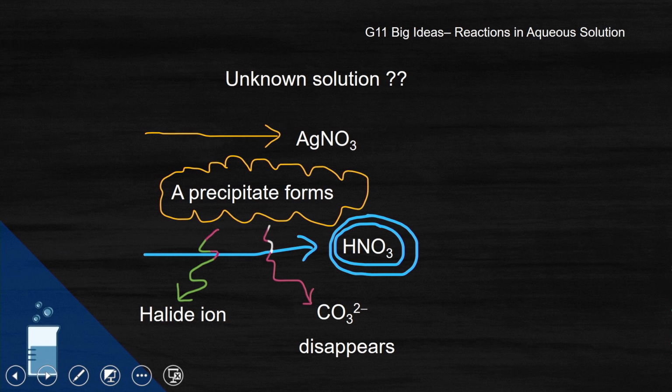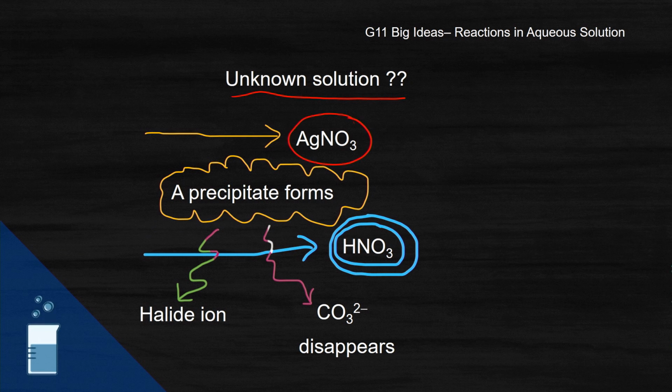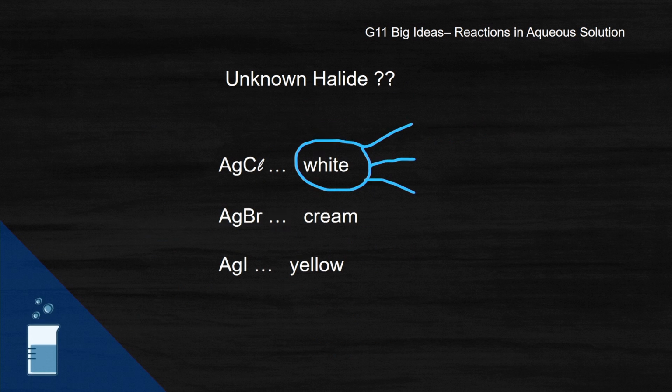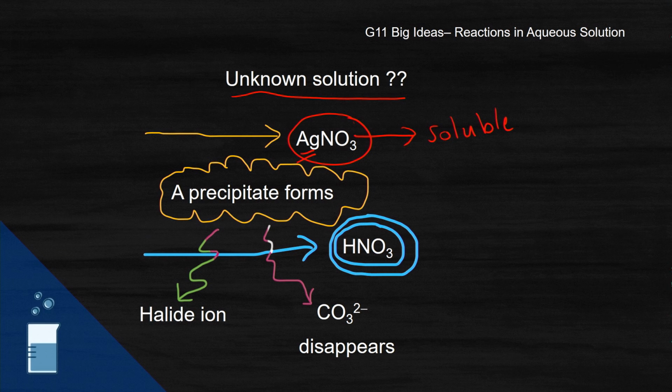So here we go. How do we use this information to figure out what we have? We've got an unknown solution, we don't know what's in it. Let's add silver nitrate, because the nitrate is soluble. However, we know that silver gives us a precipitate with some ions. If a precipitate forms, it could be a halide ion or it could be a carbonate ion. Interestingly enough, they could both be white in color. So then how do we distinguish between the halide ion and the carbonate ion?